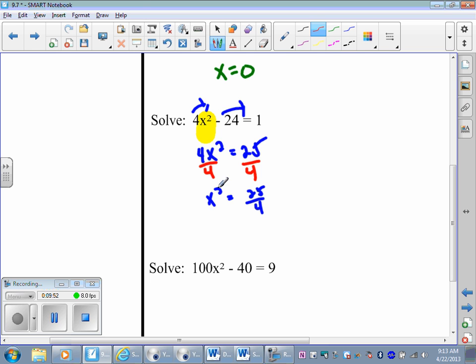Now I need to undo the squaring. So I'm going to take the square root of both sides, remembering to put the plus or minus there. It's very important. A lot of students forget that.